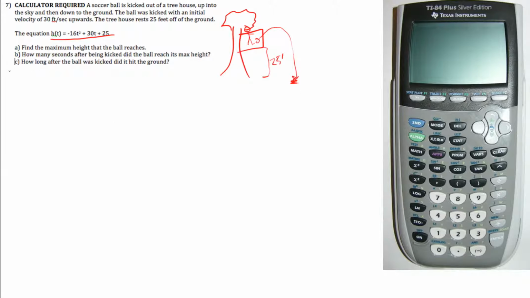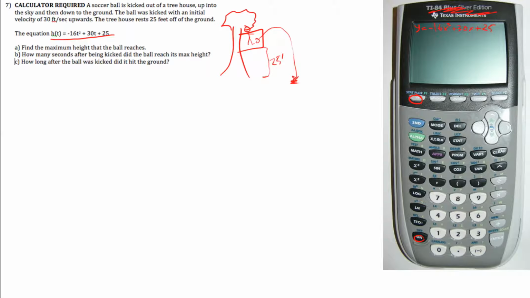So if we want to answer these questions, we need to use our super awesome graphing calculator. It says find the maximum height that the ball reaches. So first off, we should graph this. Go ahead and turn your calculator on, go to the y equals screen, and enter y equals negative 16x squared plus 30x plus 25. And now we want to graph it.